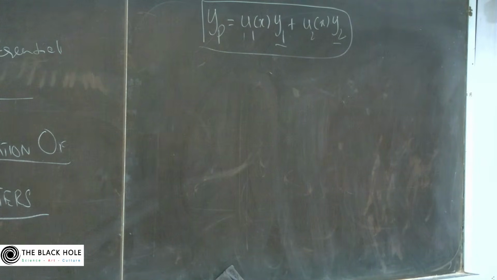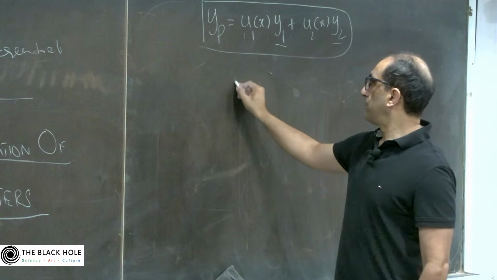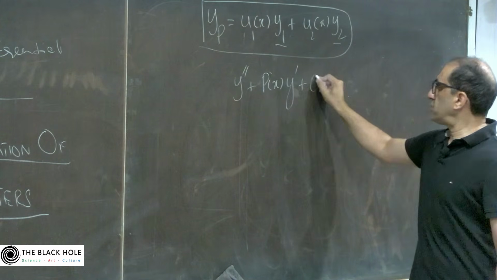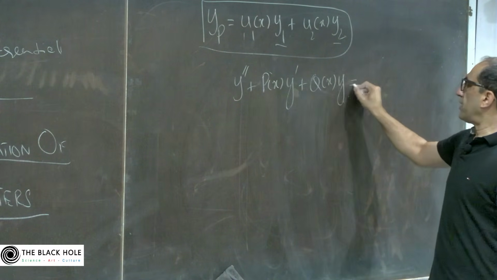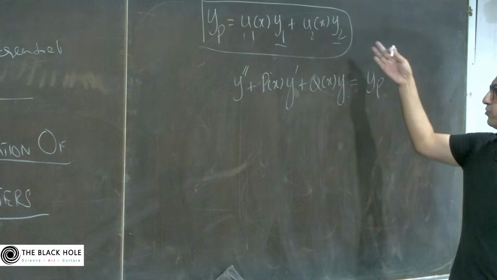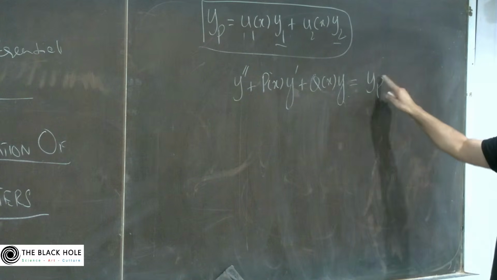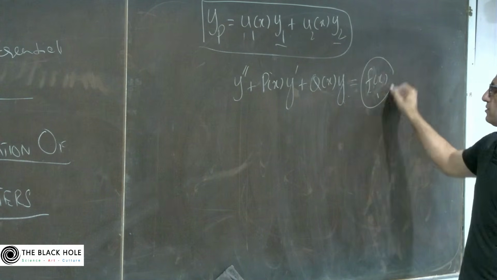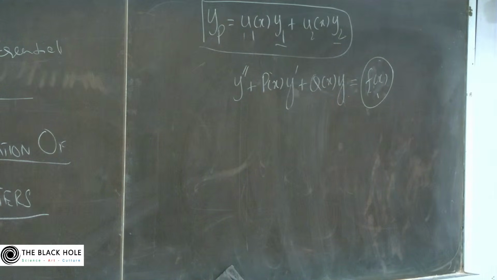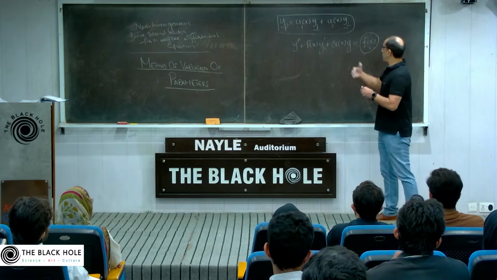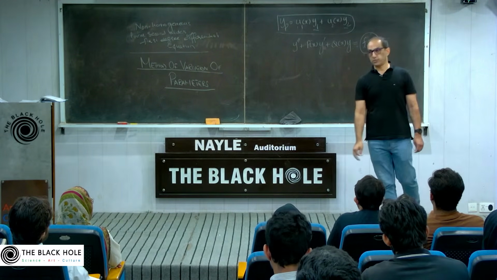Okay? So the equation before you is what? y double dash in standard form plus p of x y dash plus q of x y is equal to, let's call it f of x. So we have to find this solution. So what do you need to do? Take the first derivative, take the second derivative, plug it back in this equation and see what we get.